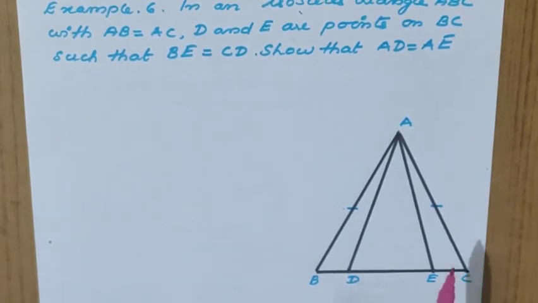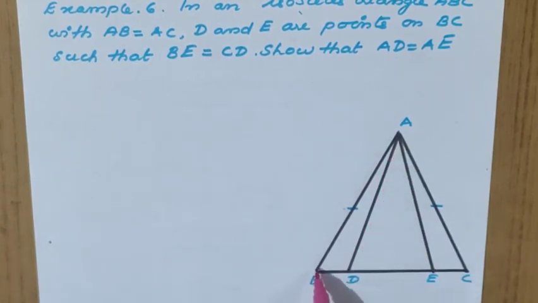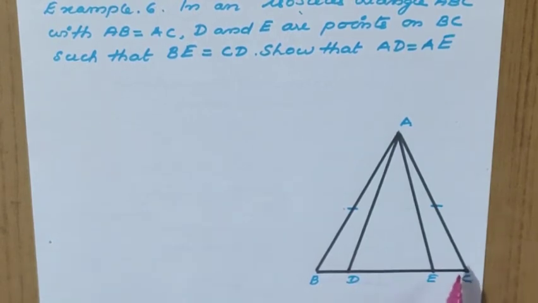Now if you consider AD equal to AE, AD is a part of which triangle? ABD. Right? Similarly, AE we can consider a part of the triangle AEC. I can take ADE also, but nothing is equal there. So we have one equal side, so we consider the triangle ABD, and similarly AEC. Now this AD and AE are equal, we should prove.